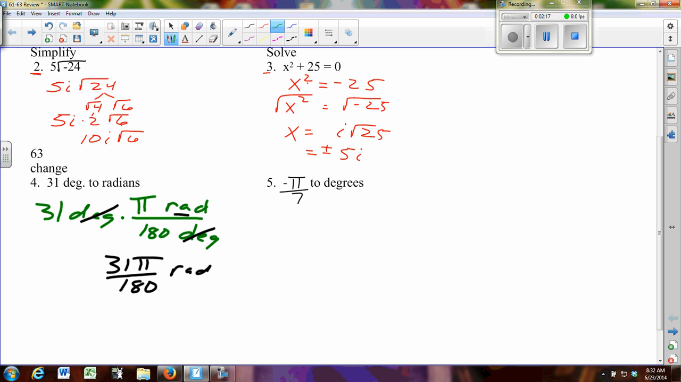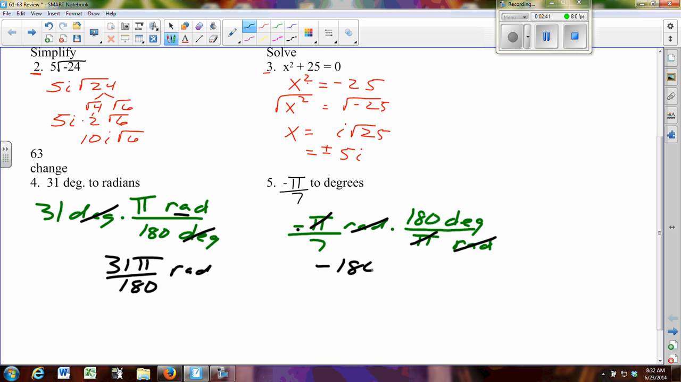To change negative pi over 7 radians to degrees, to get rid of radians, I put radians on the bottom, and I can change that to degrees. 180 degrees is pi radians. I know that my radians cancel, my pi's cancel. I'm left with negative 180 degrees over 7.